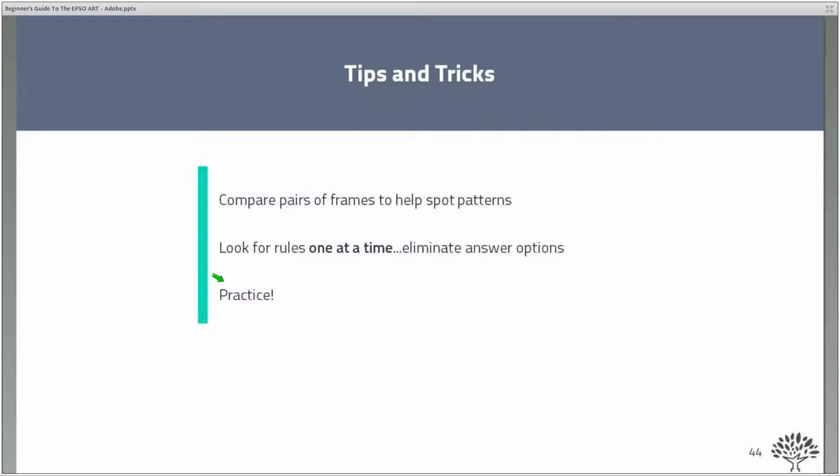And the final piece of advice is to practice. So try and simulate test conditions wherever possible. So 1 minute per question, silent, don't have people helping you out or in the environment with you. Try and get as much realistic practice as possible.